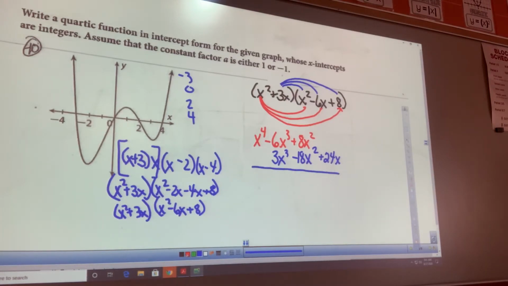And I'm going to add these together. And I get x to the 4th, negative 6, positive 3 gives me negative 3x cubed. Negative 18x squared plus 8x squared gives me negative 10x squared plus 24x.